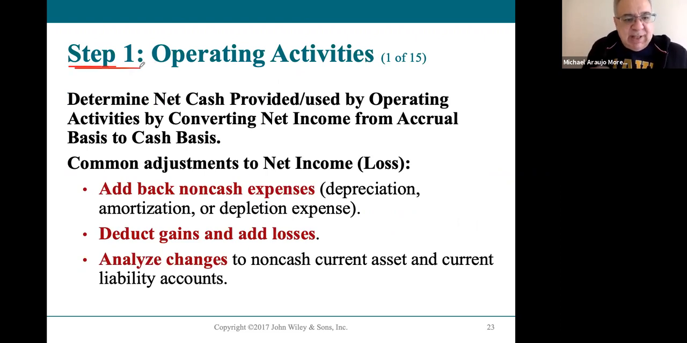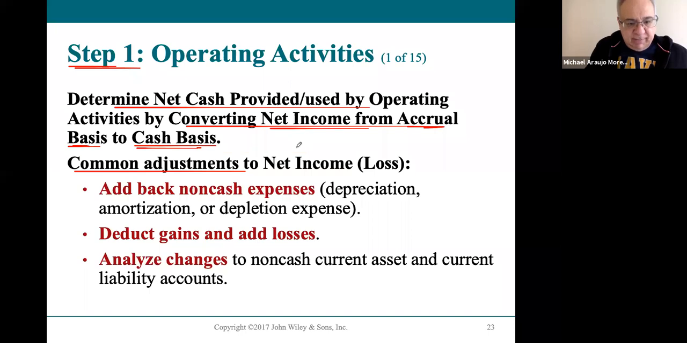Step one, as I mentioned, is the most time-consuming step because we have to convert our net income, right? Our net income, which is from the income statement. The income statement's done on the accrual basis. We have to convert net income from the accrual basis to a cash basis. That'll give us our cash provided by operating activities. So these are the adjustments that we need to make in order to convert. Okay.